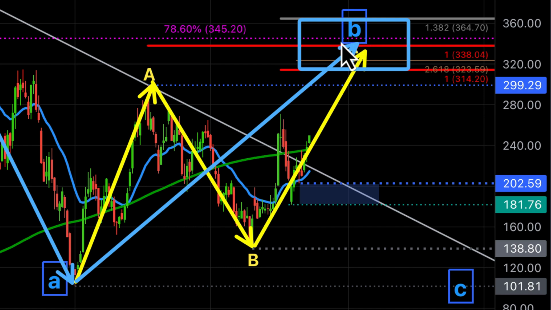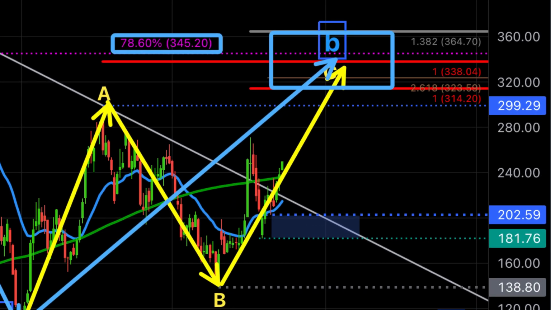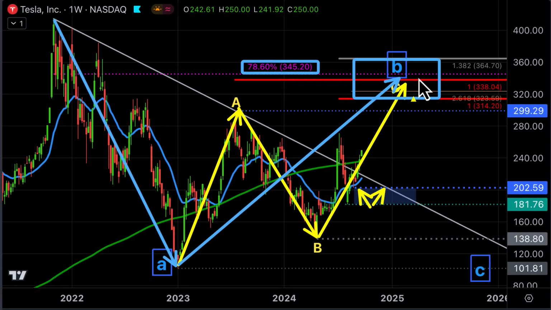So I think there is a chance that Tesla could rally to this level here, the 78.6% Fibonacci retracement of the prior decline at about 345, 360. To put it quite simply, in my view, as long as Tesla stays above this near support at about 200, 202, I think bulls are in control. Despite any pullbacks that may occur, I'm still expecting the longer path, the bigger move as part of the C wave of B to take us into this zone between 314, 338, 345 to potentially even 360 regions. That to me is much more likely.